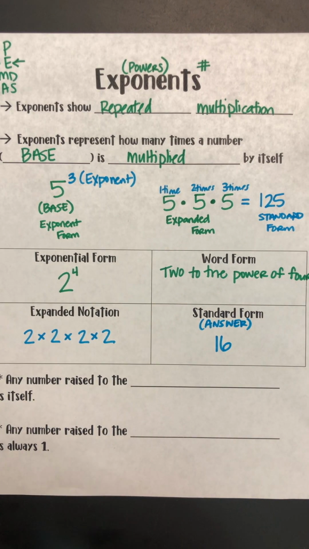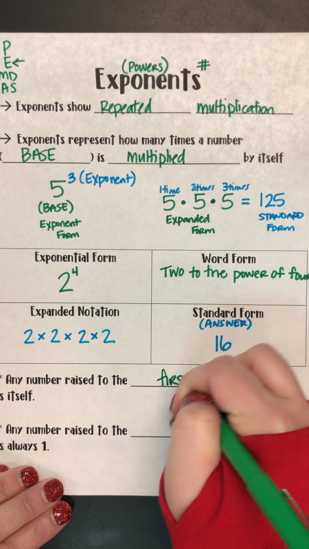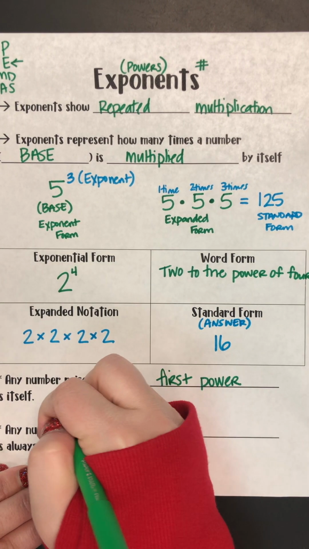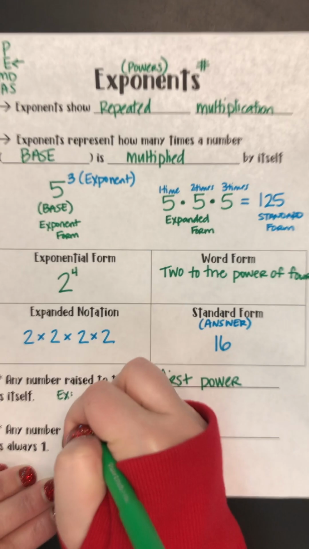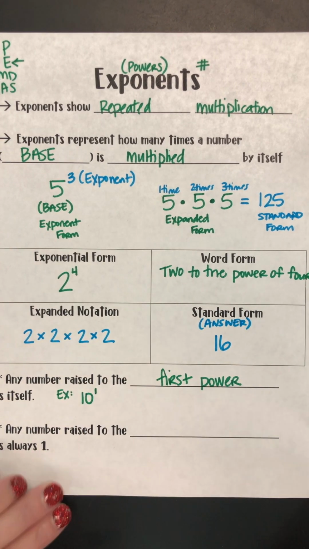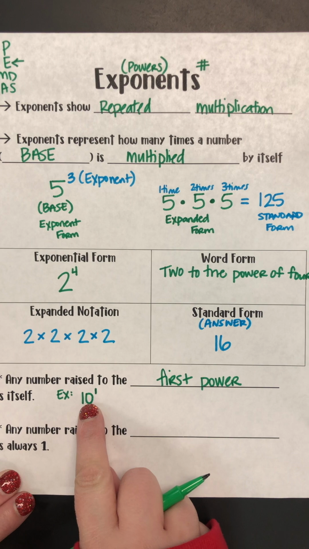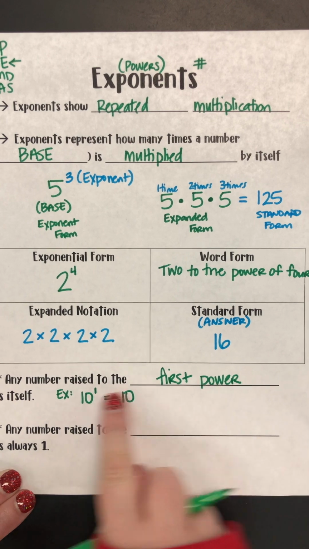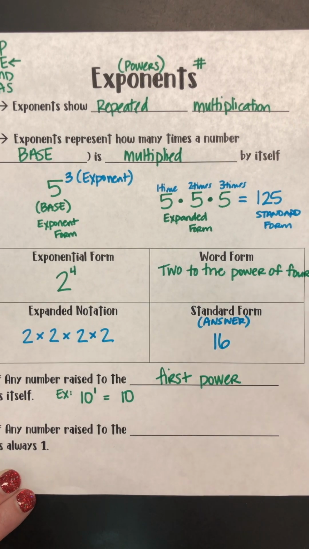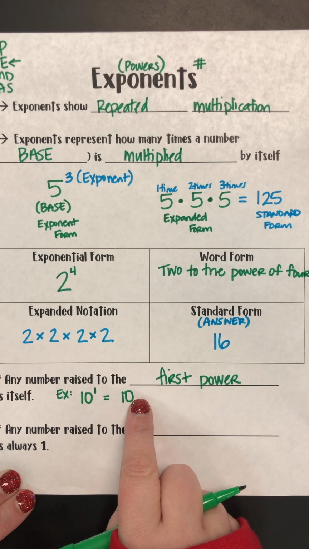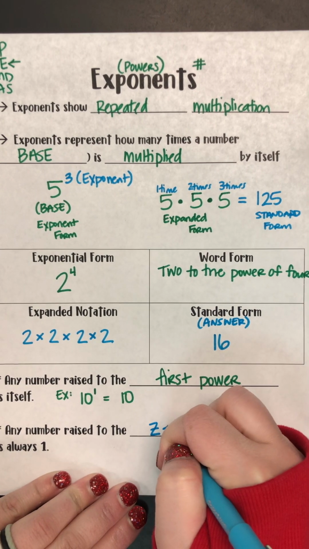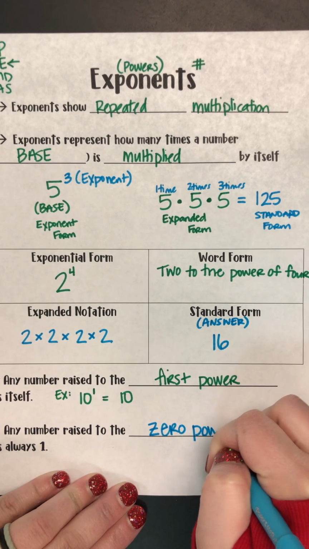Any number raised to the first power, or to the power of 1, will be itself. An example of this would be 10 to the power of 1. That literally means write 10 one time. So that would be 10. So a number raised to the first power is just that number.